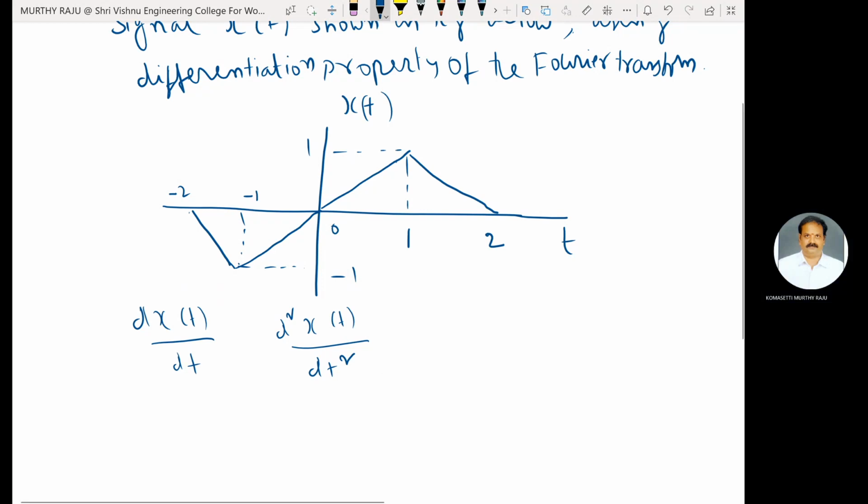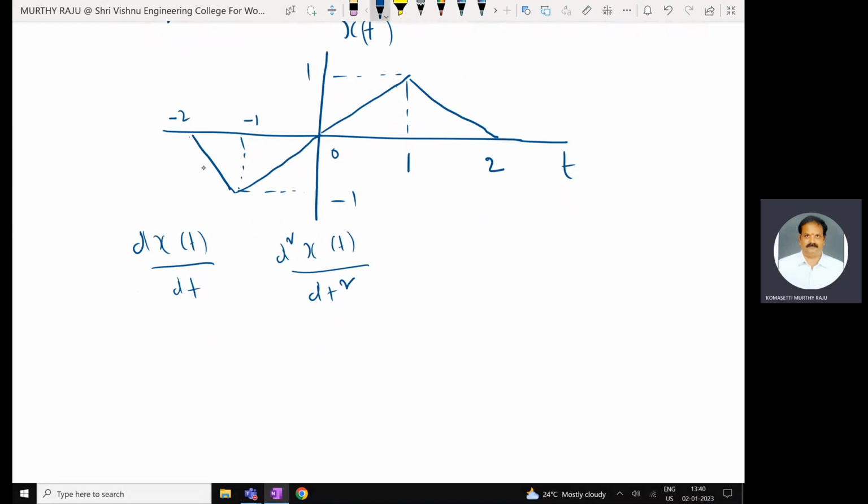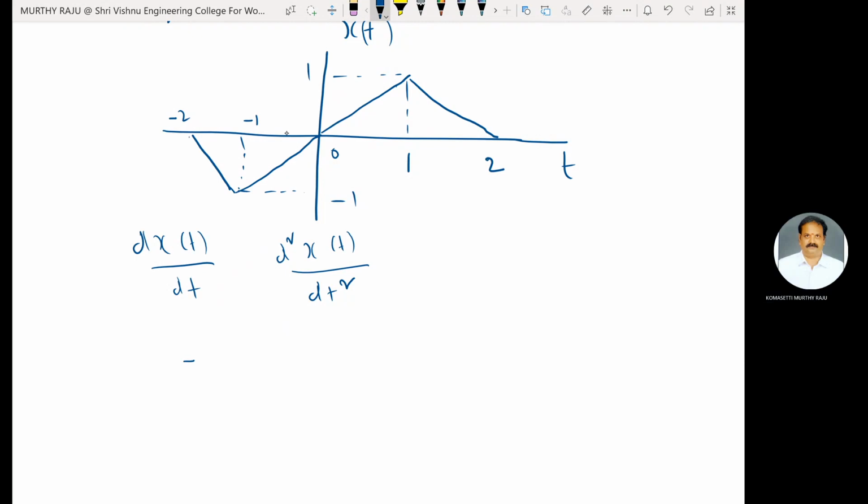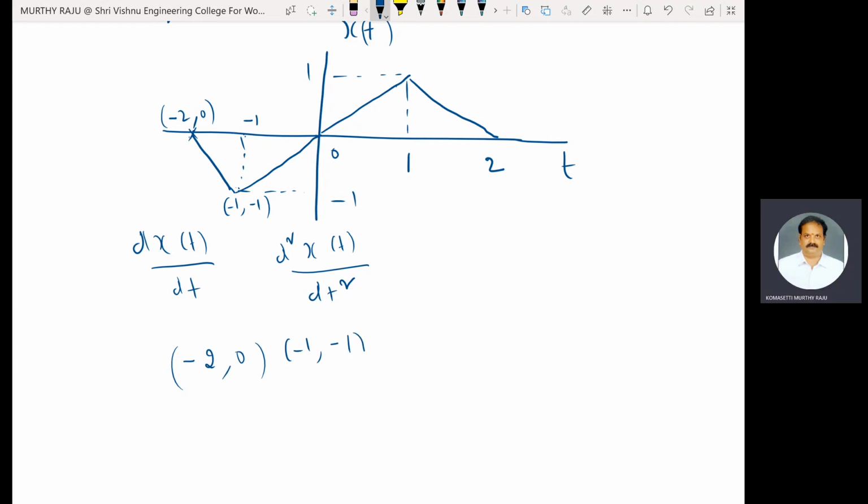Now, consider this area. The coordinates here are -2 to 0. And here the coordinates are from this point to this point, x is -1 and y value is -1, -1, and -1.